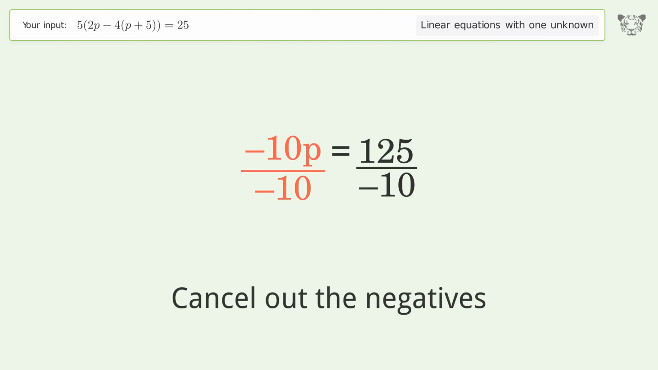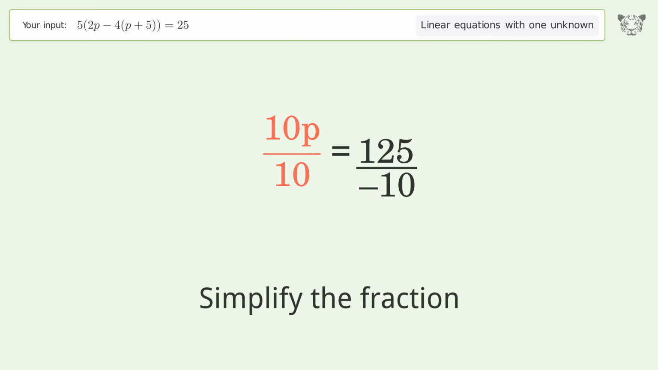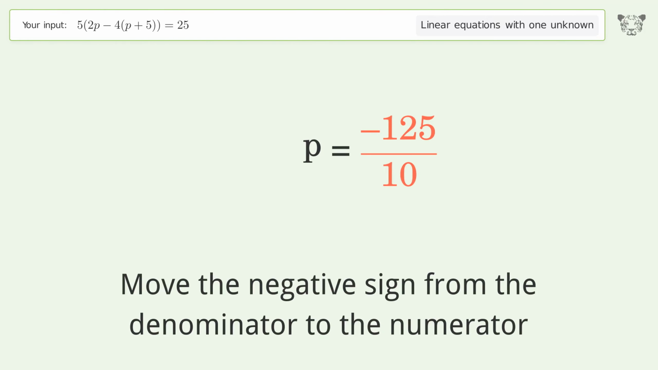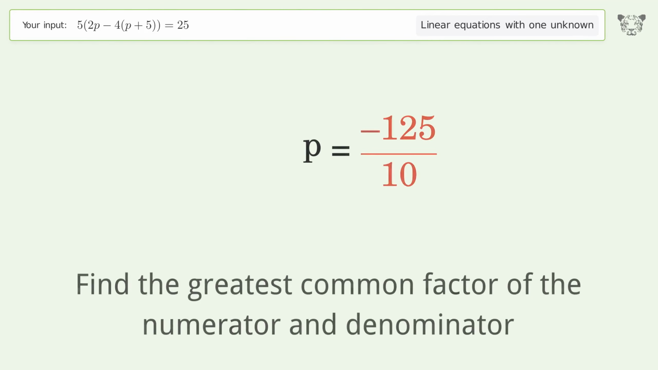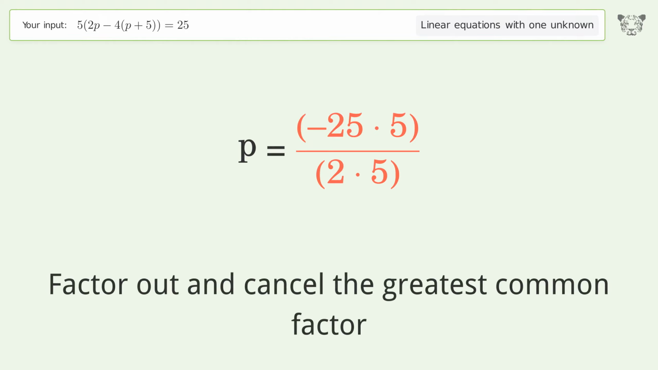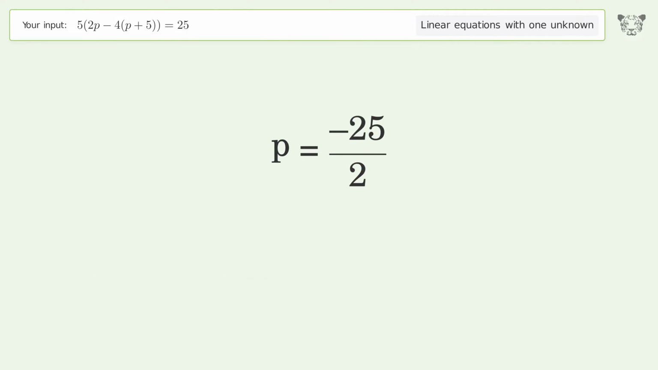Cancel out the negatives. Simplify the fraction. Move the negative sign from the denominator to the numerator. Find the greatest common factor of the numerator and denominator. Factor out and cancel the greatest common factor. And so the final result is p equals -25/2.